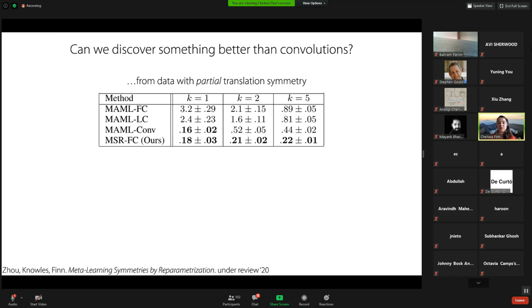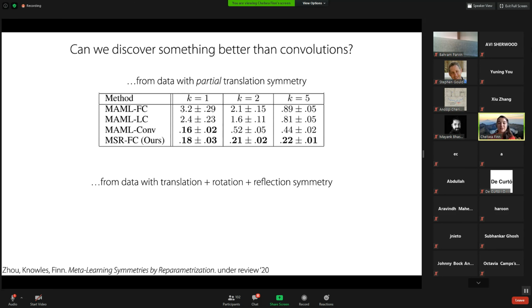And what we find is with 1, 2, and 5 filters, MSR is able to discover a symmetry that works well and achieves low mean squared error, whereas MAML with convolutions is able to do well in the k=1 case, but isn't able to do well in the 2 and 5 case because convolution is making too strong of an assumption about the symmetry of the data. And likewise, locally connected and fully connected are making too weak of an assumption about the symmetries in the data.